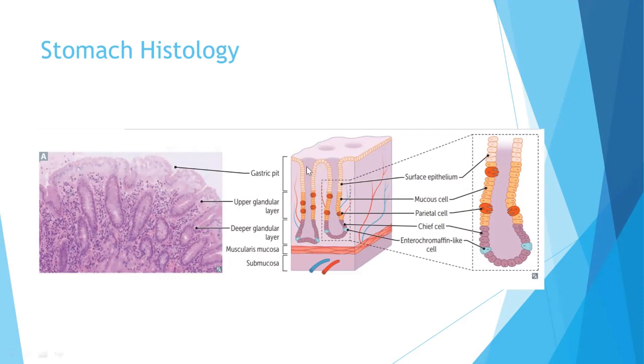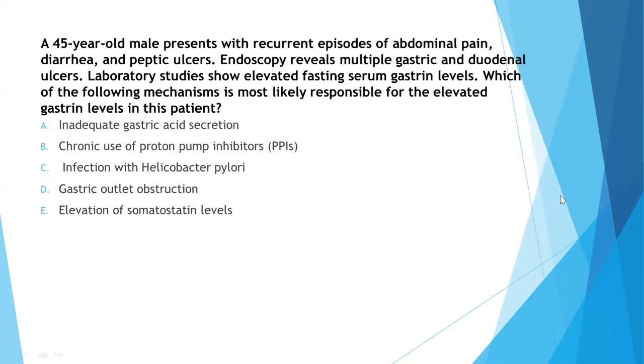So there is the gastric pit, there is the upper glandular layer, and there is the deep glandular layer, and then there is the muscularis mucosa, and there is the submucosal layer. And here, if we zoom in, you can see this is the surface epithelium. Then you have the parietal cell here. This is the mucus secreting mucous cells. These are the chief cells, and these are the enterochromaffin-like cells.